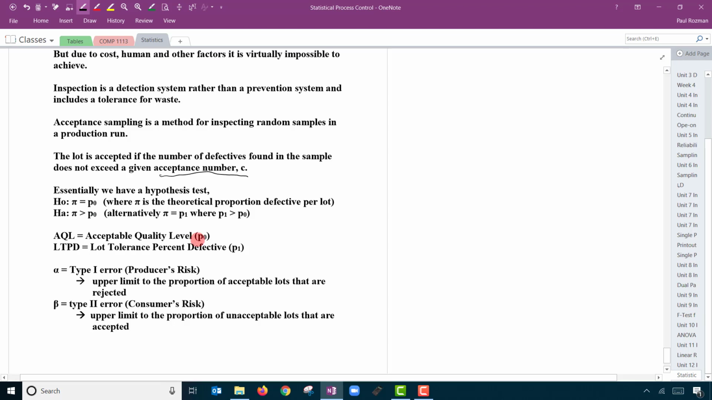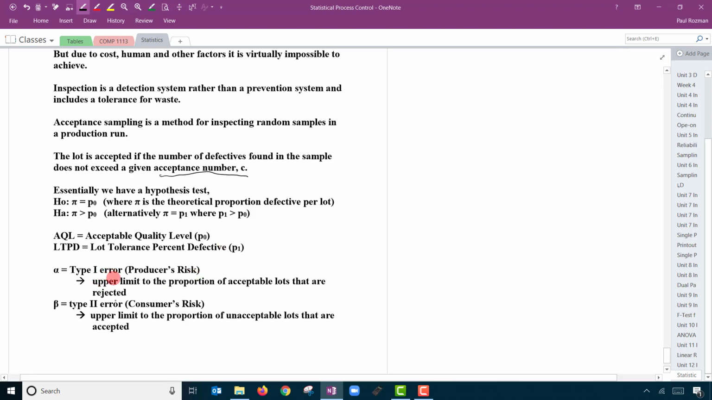So we can have terms like acceptable quality level, which is this P0, and we can have lot tolerance percent defective. And again, some of the mechanical students who took the engineering option, or who took the manufacturing option, would have spent almost an entire course discussing this stuff. We're just getting a taste for it now that we're near the end of our course.